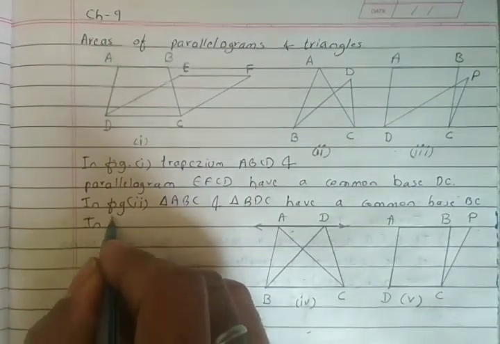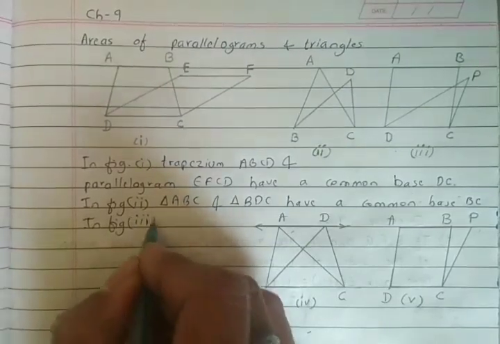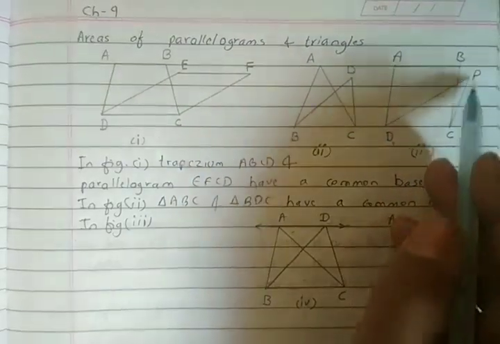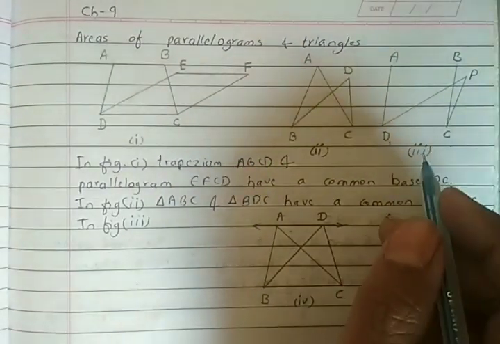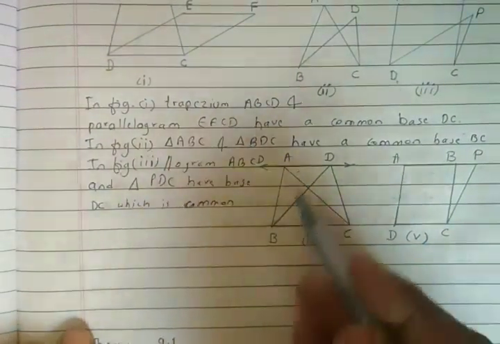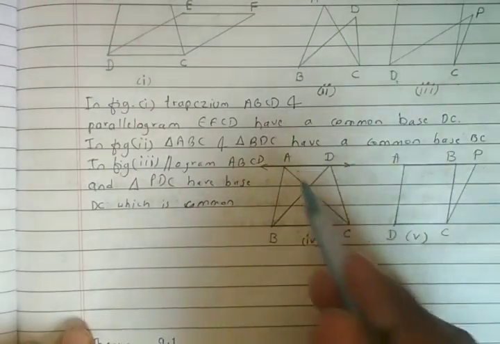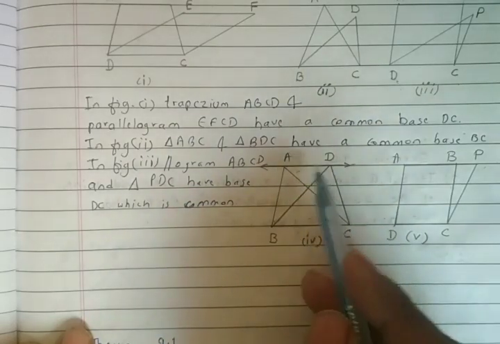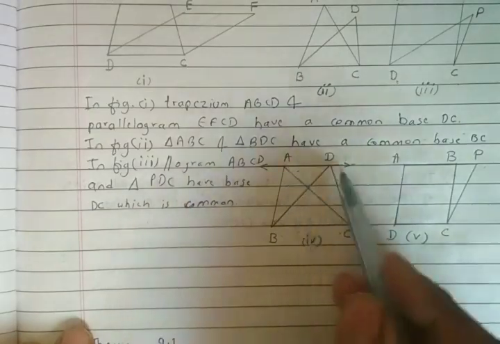In figure 3, parallelogram ABCD and triangle PDC have the common base DC. Now if you take figure 4, you can see this triangle ABC and triangle DBC. They lie on base BC, which is common, and lie between parallels AD and BC, right? These two lines are parallel to each other, AD and BC.